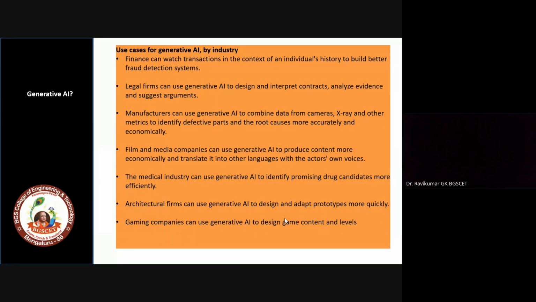The use cases which I explained in the previous slides are general use cases. Now let me take you to some industry use cases. Finance can watch transaction content and individuals' history to build a better fraud detection system. This is one of the best usages of generative AI.